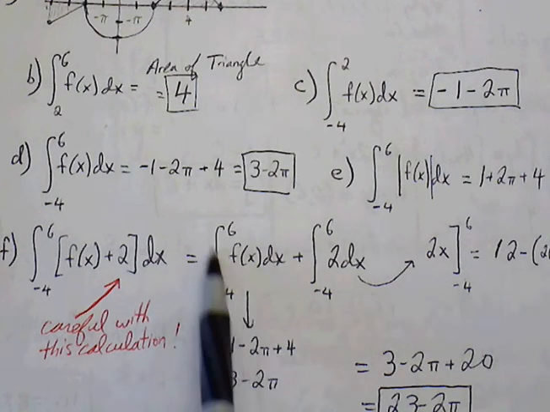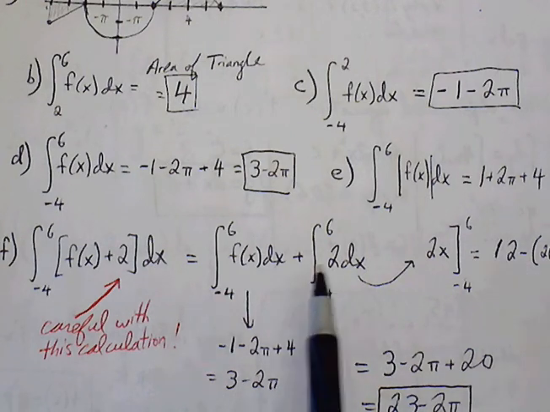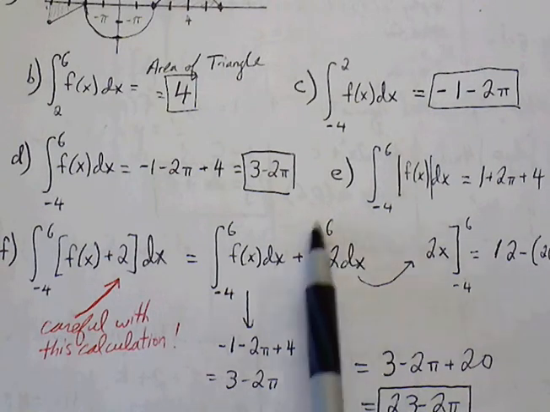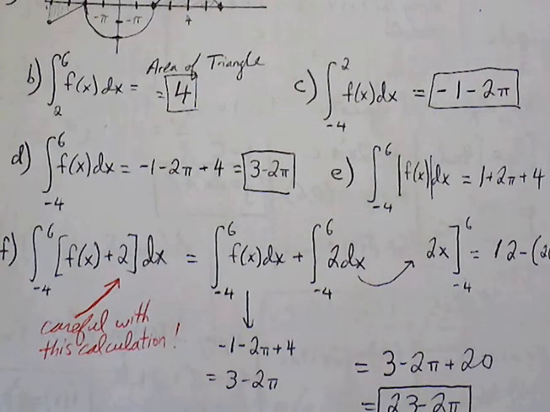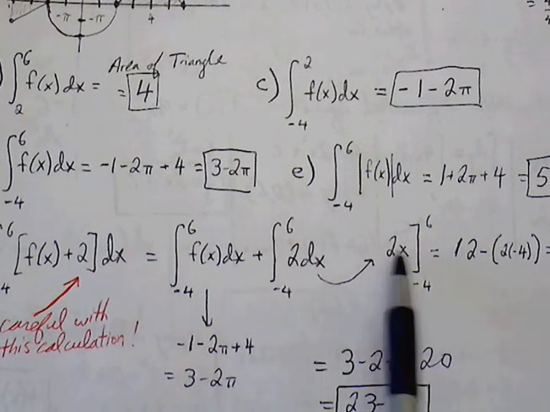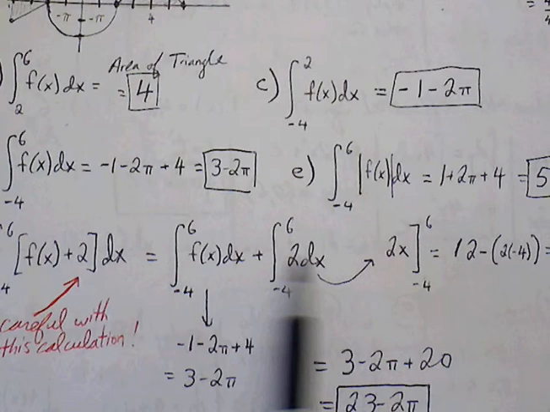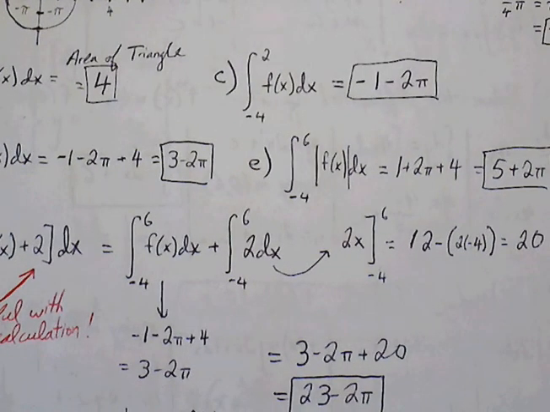The first one we can pull from the graph because we have that information. So this is 3 minus 2 pi. That's what we found from part D. But for this one, we have to use the power rule so that we can find the value. The definite integral of 2 becomes 2x, and we evaluate between the upper and lower bound. Plugging the upper bound in, we get 12; the lower bound gives us negative 8, so 12 minus a negative 8 is 20. Then we can add these two definite integrals together: 3 minus 2 pi plus 20 gives us 23 minus 2 pi.